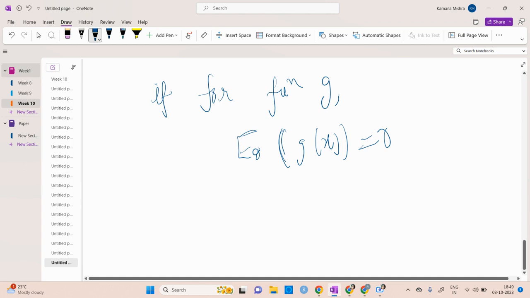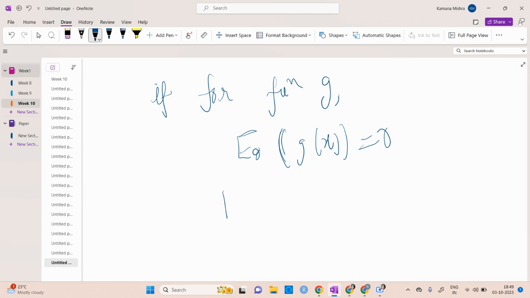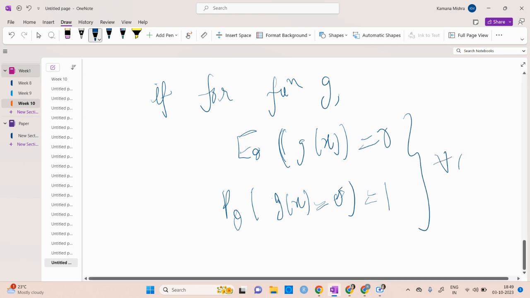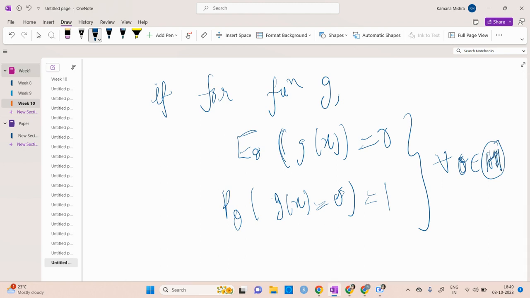Expectation of g(x) is equal to 0 means what? The probability of g(x) equal to 0 is 1, right? So if it is following this, what it is saying is that expectation is 0, and then the probability that this function is 0 is equal to 1. That means if expectation is 0, then basically the function itself is 0.